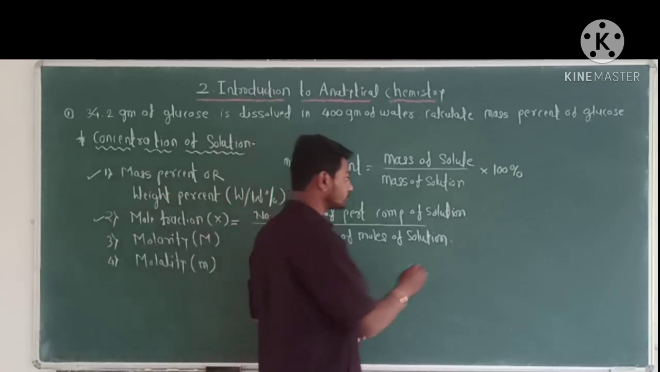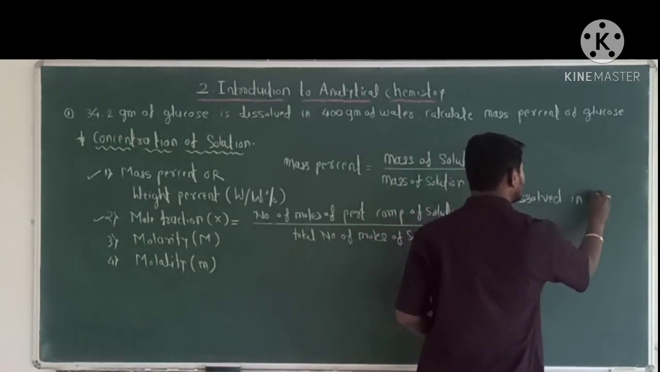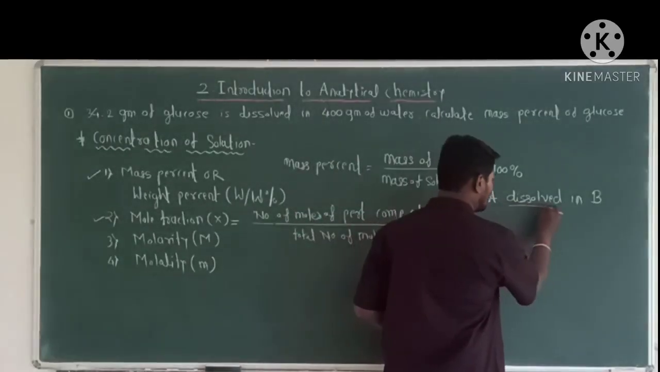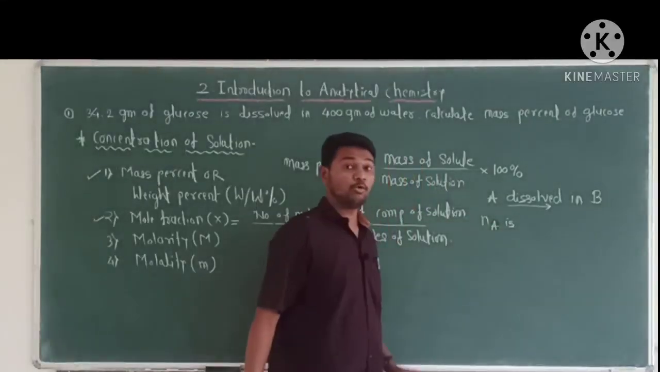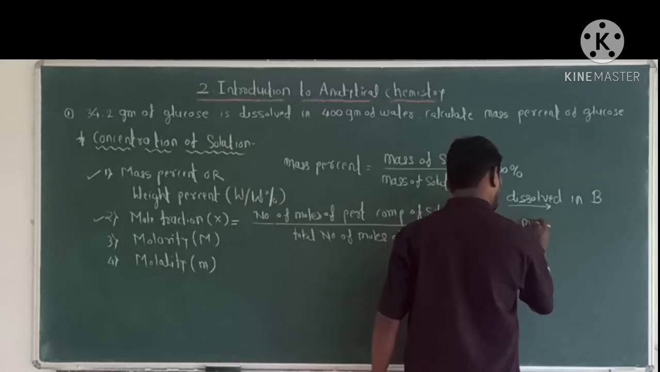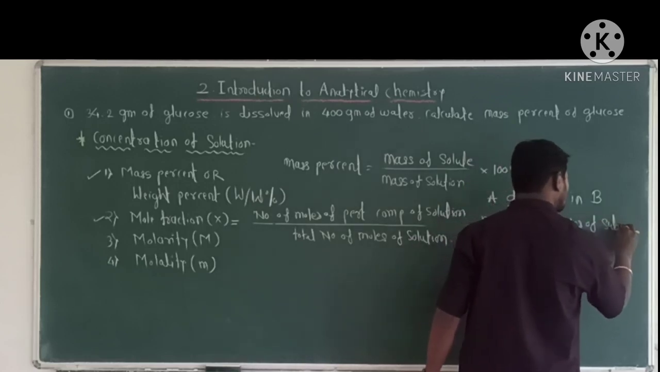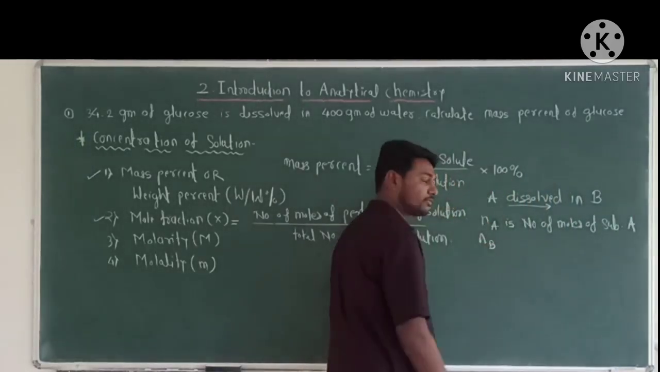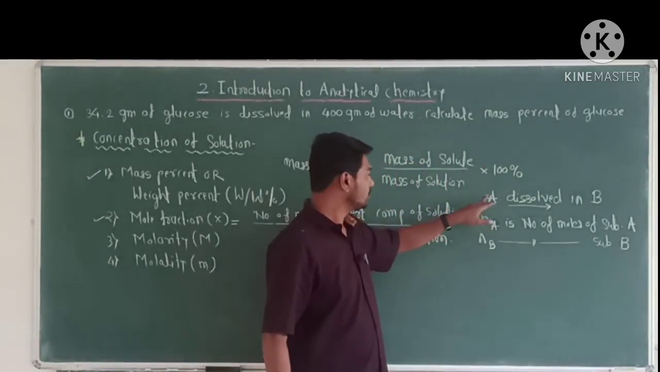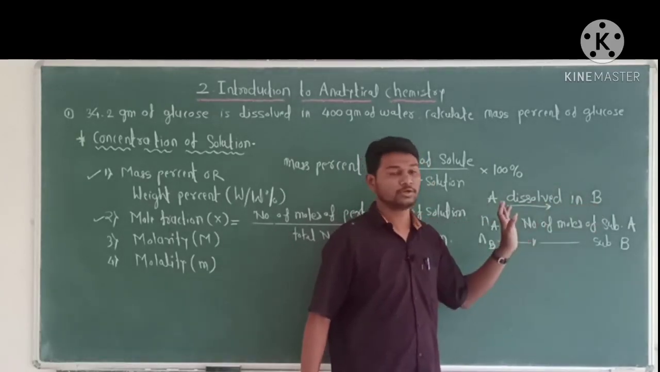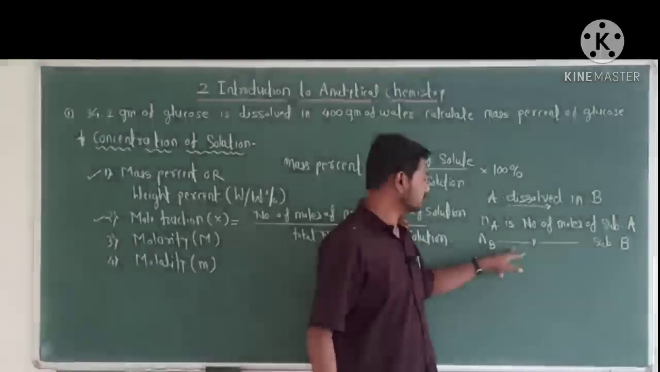Now suppose substance A is dissolved in substance B. Na is the number of moles of substance A, and Nb is the number of moles of substance B.